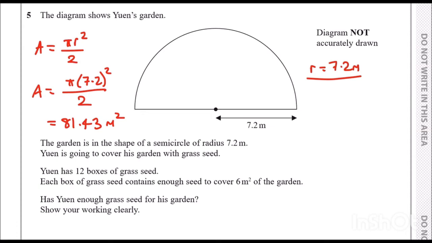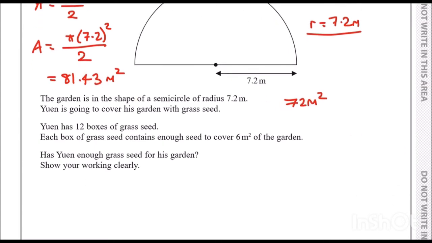So that means 12 times 6 is actually 72 meters squared. So he could only cover 72 meters squared. Now the question asked if this is enough. Well, it's actually not enough because he needs 81. So the answer would just be no, because 72 is way less than 81.43.